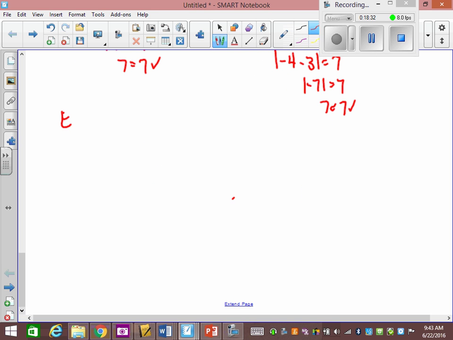Last example. I want you guys to try this one. Solve absolute value of 2x minus 5 equals another 2 terms, 5 minus 3x, a binomial. Try that one out.